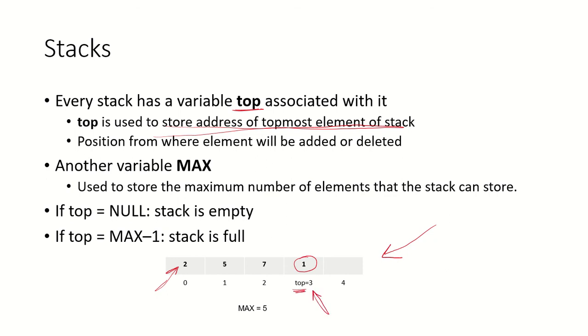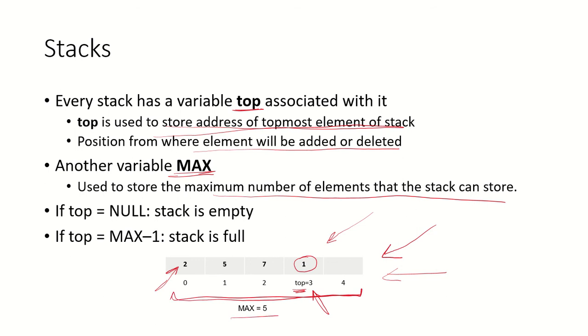This is currently the index or the subscript of the topmost element, which is 3, and this is referring to the topmost item in the stack. This is the place where another new element can be added or the existing element can be deleted. There is another variable which is called max, and this max stores the maximum number of elements that the stack can store. If you look at this case, there are only 5 maximum elements that can be stored. So max is equal to 5 over here.